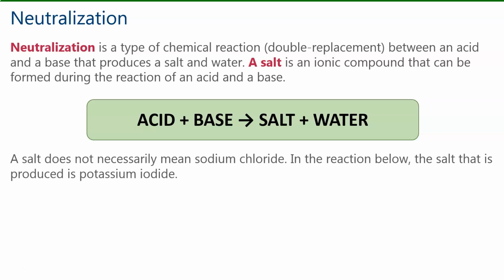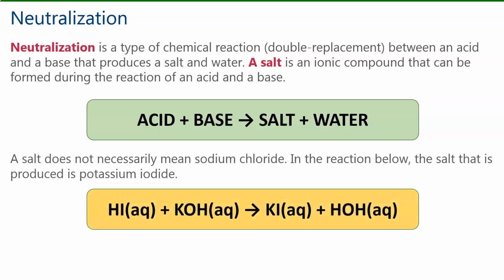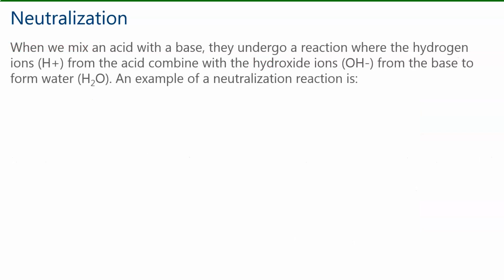A salt does not necessarily mean sodium chloride. In the reaction below, the salt that is produced is potassium iodide. If we go back and look at our reactants, we see we have an acid and a base, produces our salt and water. When we mix an acid with a base, they undergo a reaction where the hydrogen ions, H+, from the acid, combine with the hydroxide ions, OH-, from the base, to form water, H2O.